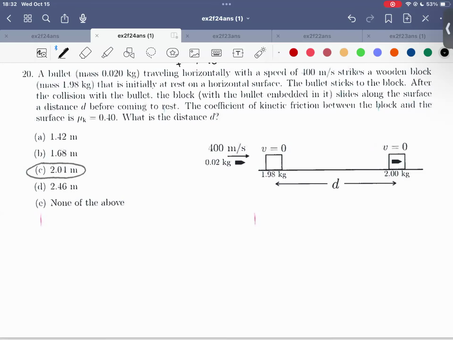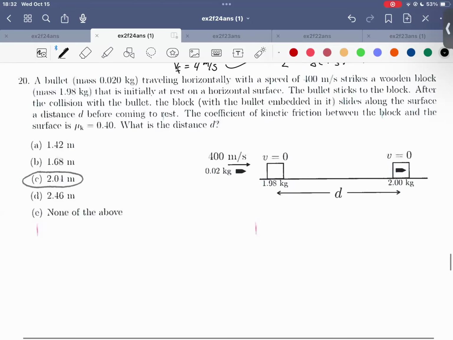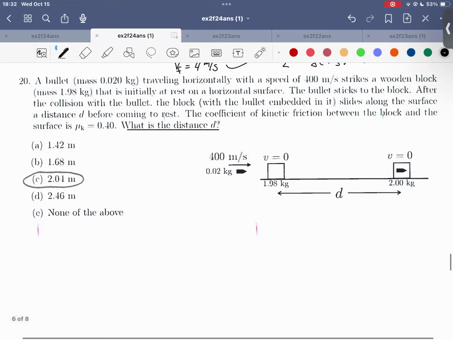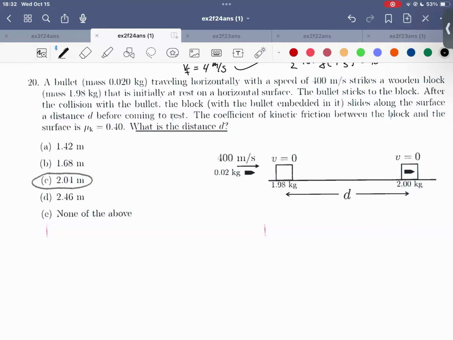So we're tasked with finding distance. What is the distance d? For this, we're probably thinking energy and momentum, and to solve for distance, we're going to use the work energy theorem, right?